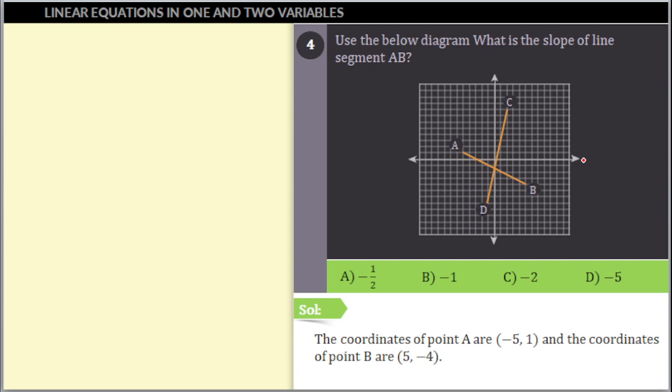There is a graph given and we have to find the slope of this line AB. Let me draw it.